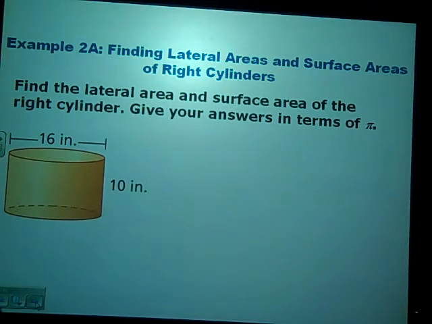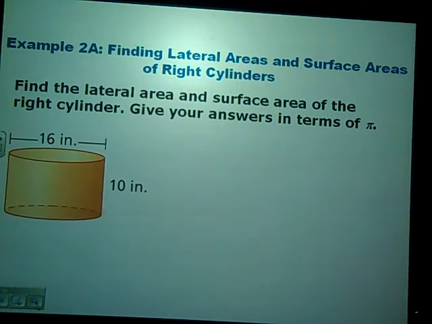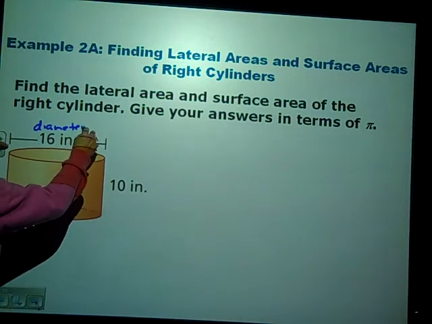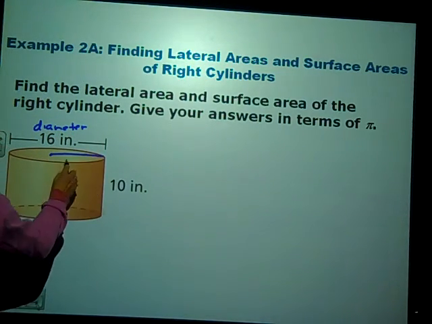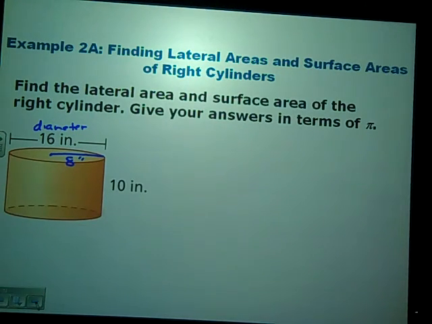Glad you're back. Let's find the lateral area and surface area of this cylinder. The same beware that you had in chapter 9. Let's look at this. This is not a radius. This is a diameter. And we know the radius is half of that, so we're going to use 8 inches for the radius in our formulas. Be very careful you use the radius in the formulas.